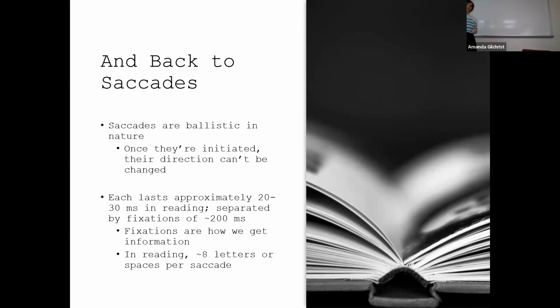Generally, if we are talking about reading, this is going to be about 8 letters or spaces per saccade. So no, you don't technically read every single word. Yes, your eyes glance over a word, but you do not necessarily fixate on every single word that you see on a page.